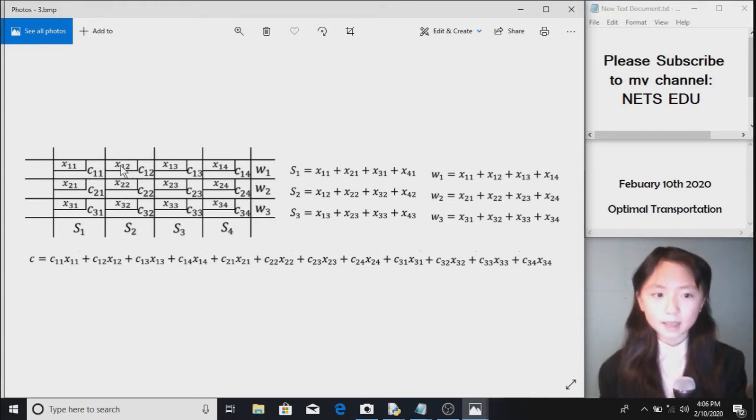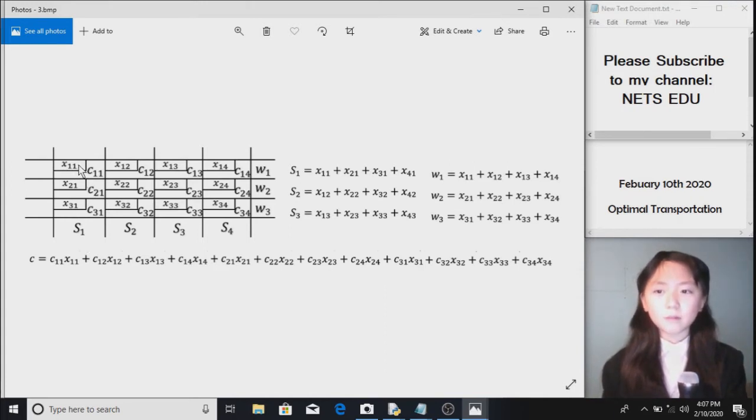x11 plus x12 plus x13 plus x14 must equal W1. And the same goes for the rest of these. x21 plus x22 plus x23 plus x24 must equal W2. And in these columns, x11 plus x21 plus x31 must equal S1.